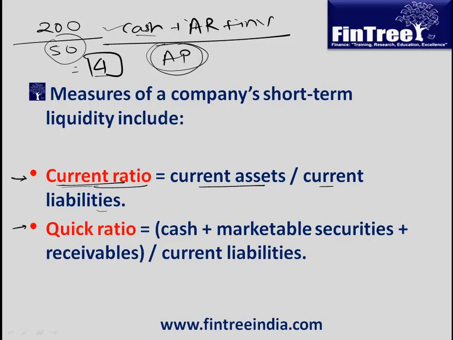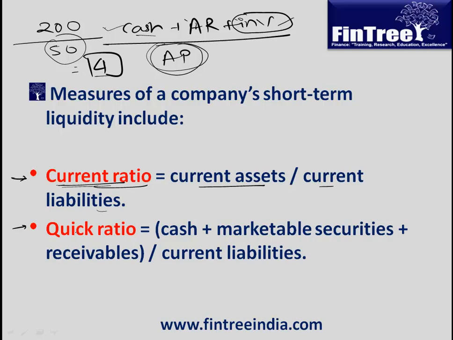Now the problem with this current ratio is that it is not necessary that this inventory can be converted into cash very quickly. In fact, you're not even sure whether at all you would be able to convert this inventory into cash, because this inventory might be obsolete, or probably it might take a lot of time to process this inventory and sell.